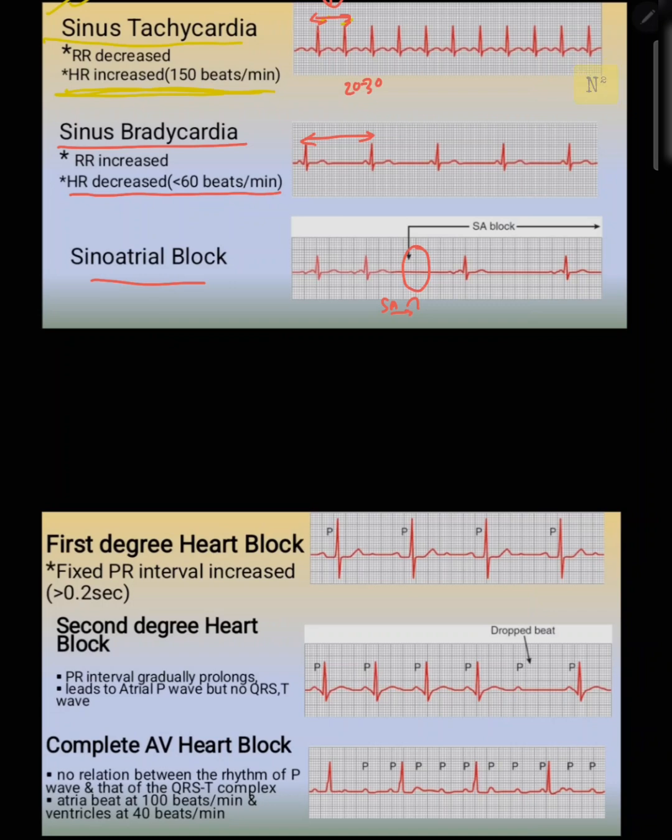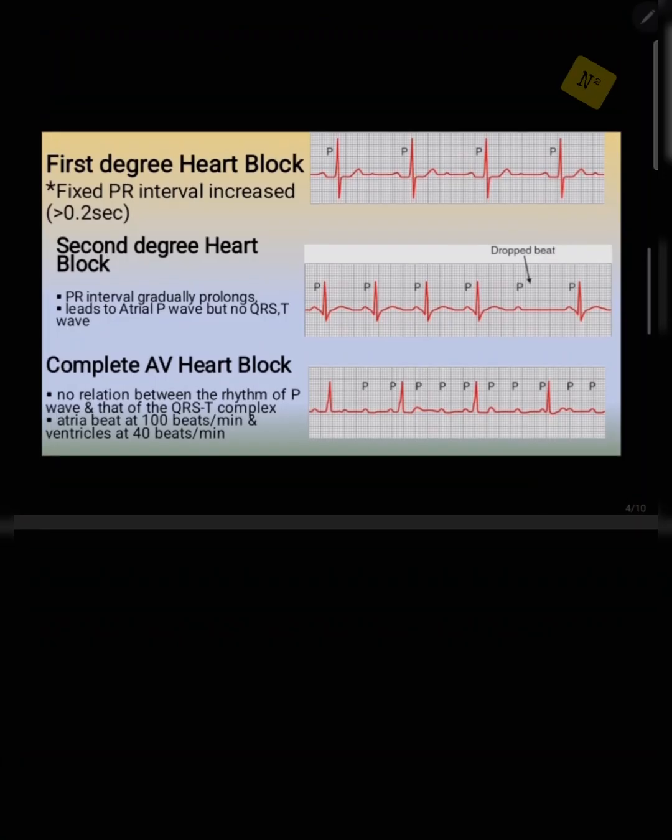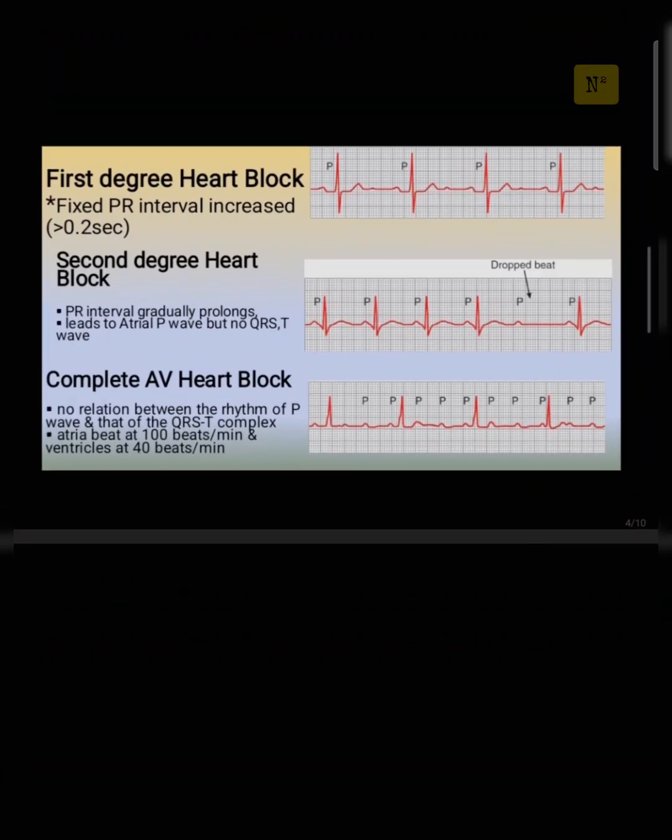Then we have the first degree heart block, in which you will get a fixed PR interval increased to more than 0.02 seconds. So the PR interval will be more than what's required for the normal case. You will have a fixed increase in the PR interval. You check the PR interval in individual complexes, and then you judge whether it's first degree.